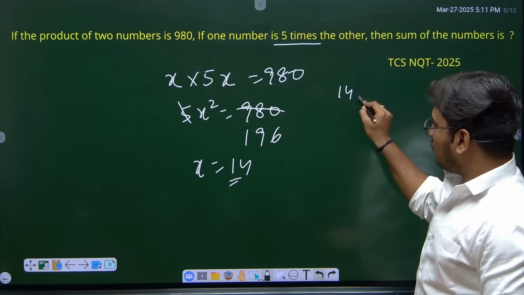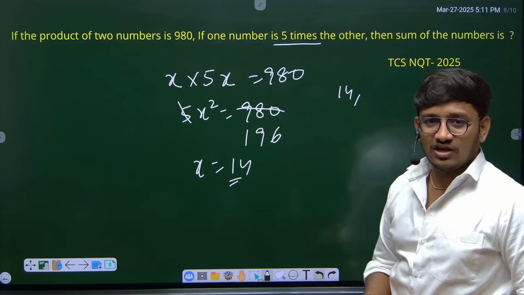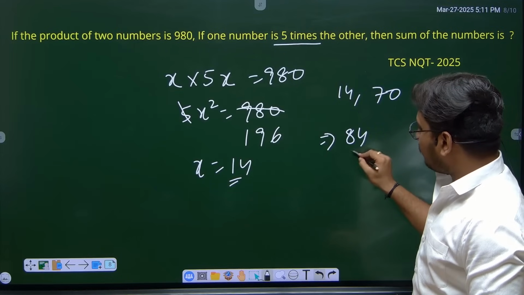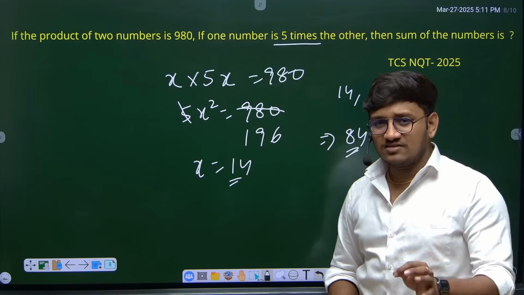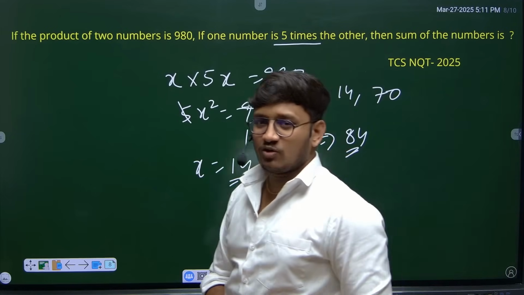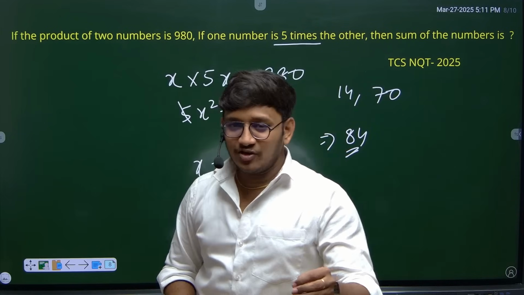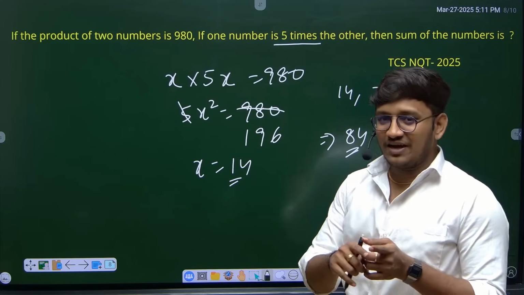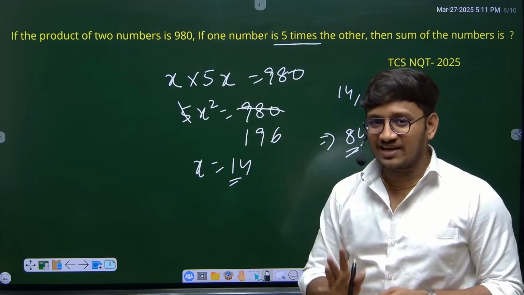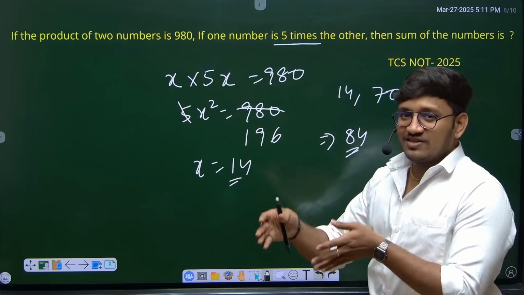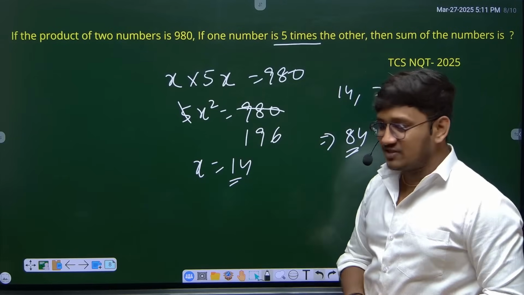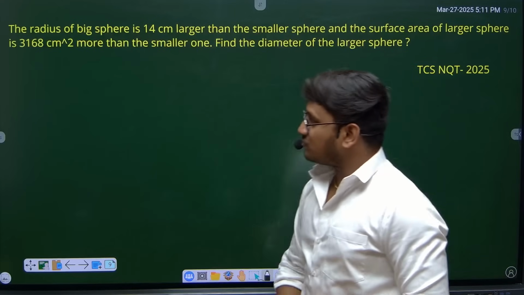Now one value is 14, another value is 14 5 times. What is 14 5 times? 70. The sum of these numbers will be 84. This is your final answer, as it is the same question given in the slot. If you had watched that video before going to your exam on 26th March, definitely you would have got one question directly, without even thinking, you might have answered this question. I hope you are all clear with this question. Let's move on to the next one.